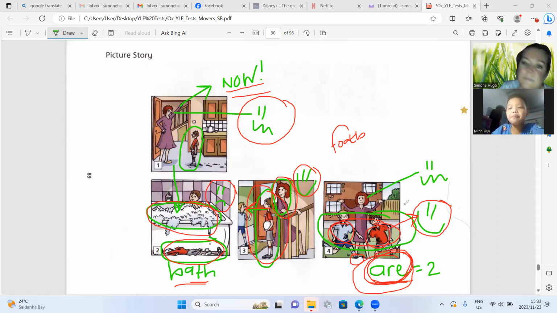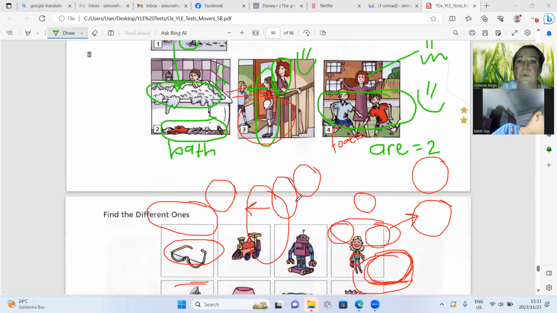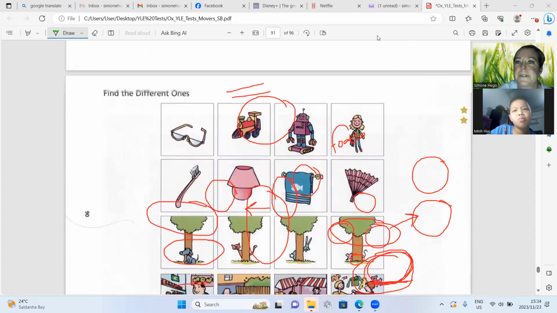Tom's mom is very angry. Good job. Well done. I'm going to give you another star, Minhui. That was great. I'm very happy.